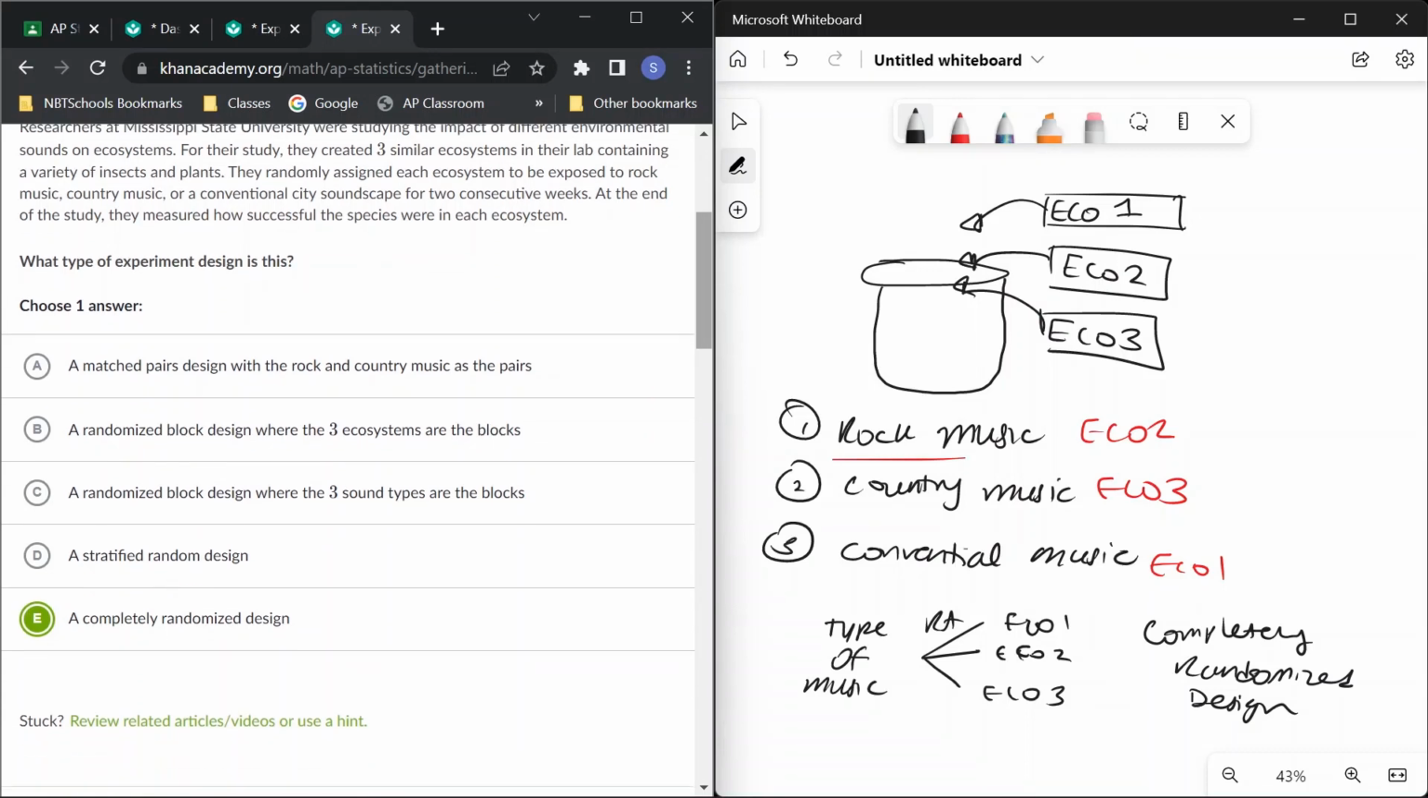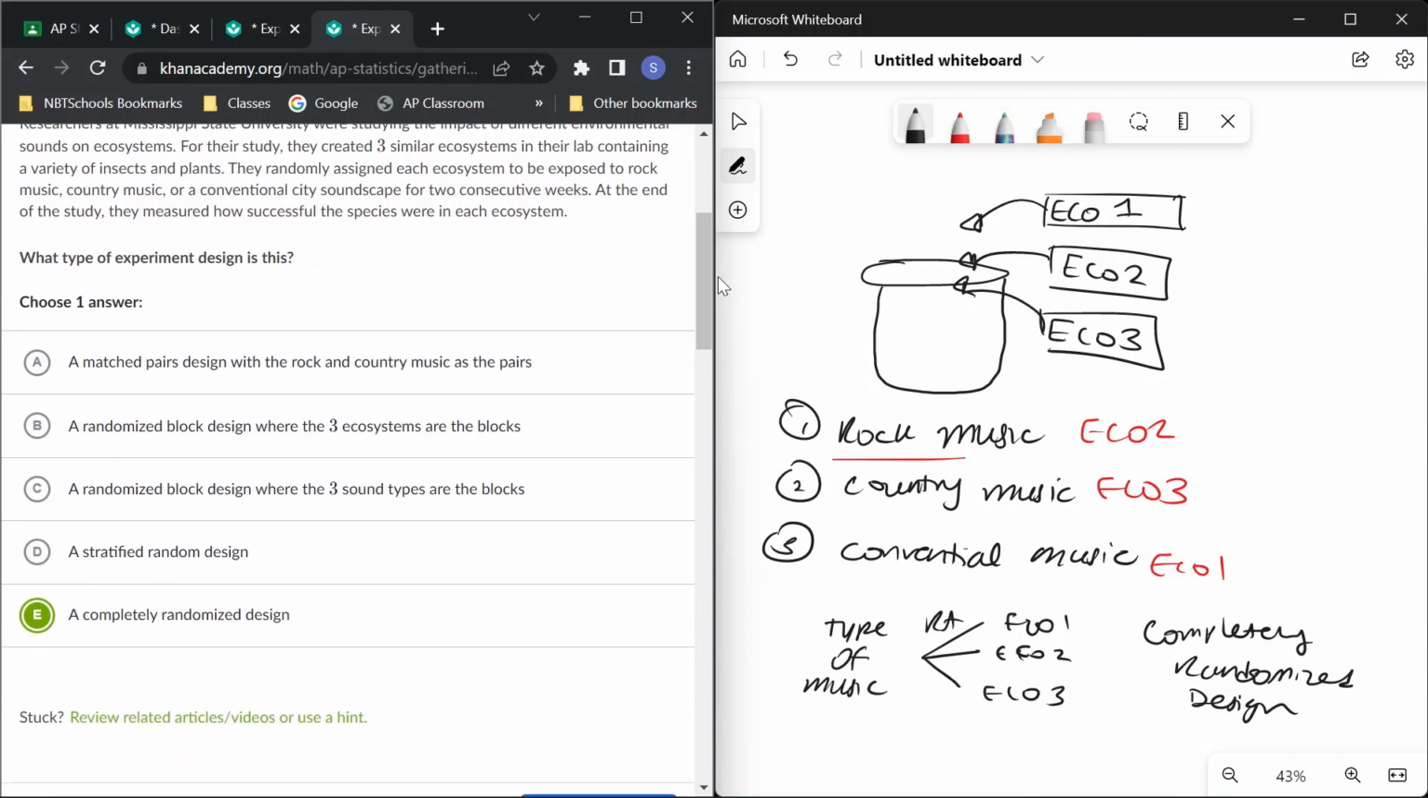It's not a stratified random design, because stratified is a sampling method. A matched pairs design doesn't make sense either. It's not matched pairs because each ecosystem is not being paired with all 3 of the music genres. So because of that, it's already not matched pairs.